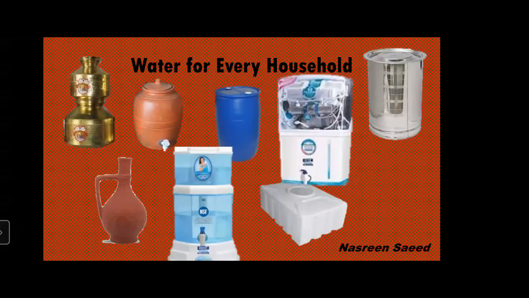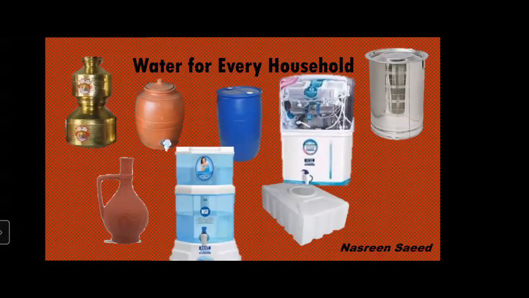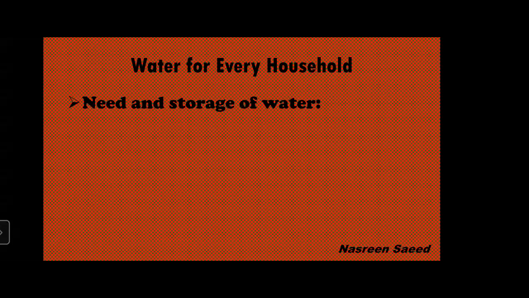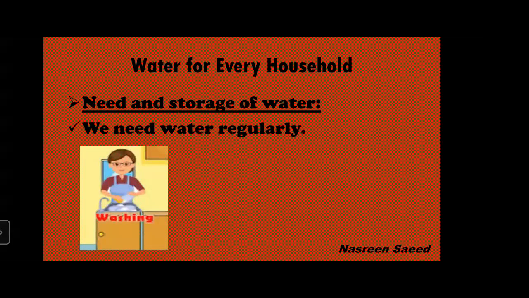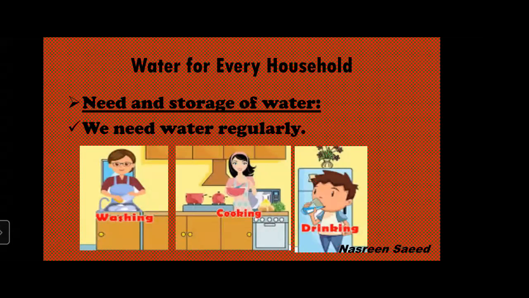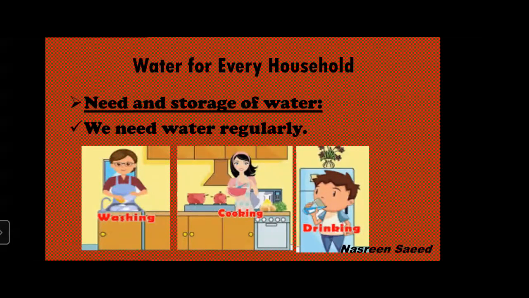Then need and storage of water. We know that we need water all the times, so we have to store it in our house. Now we need water regularly. Now why do we need water regularly in our house? For washing utensils, for cooking, for drinking. Then we have to store water in the house so that we can get it whenever we need it.